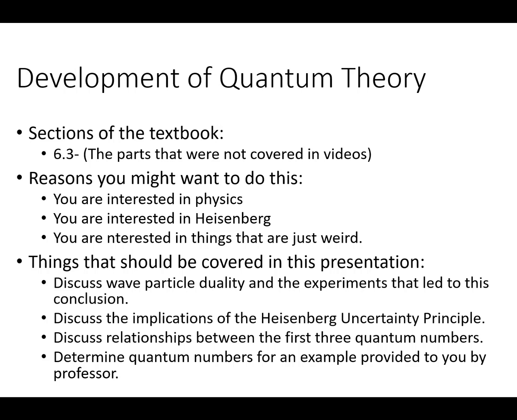So these are the things that I would expect you to cover in this kind of a presentation. Wave particle duality and the experiments that led to this conclusion, some of the implications of the Heisenberg uncertainty principle, and the relationships between the first three quantum numbers. And then also determine the quantum numbers of an example that I will be providing for you.